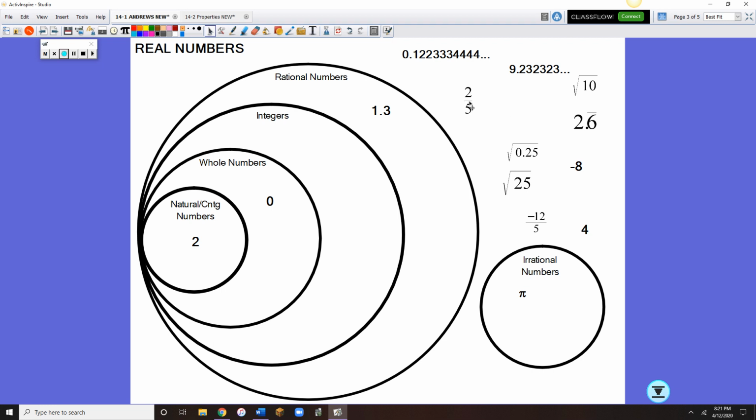2/5. 2/5 is a fraction. Remember, the word rational has the word ratio in it. Fractions are ratios. So 2/5 goes in the ring that represents rational numbers. But because it's not any kind of whole number, positive or negative, I can't drag it further into any of the circles. -8. Okay, -8 is rational. It's an integer, but because it's negative, I can't bring it into whole or natural or counting numbers.